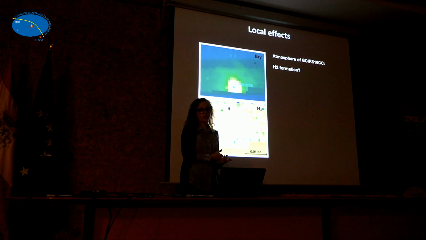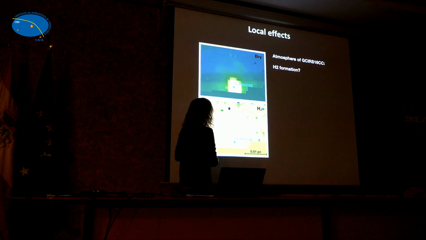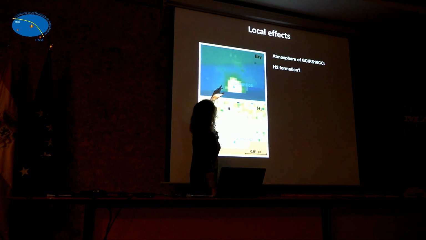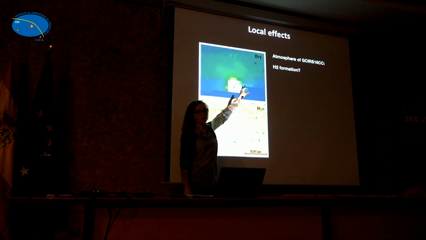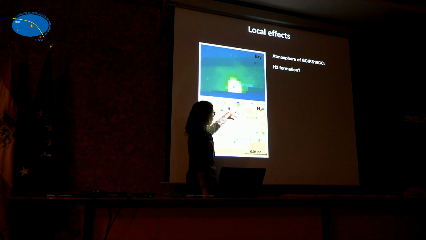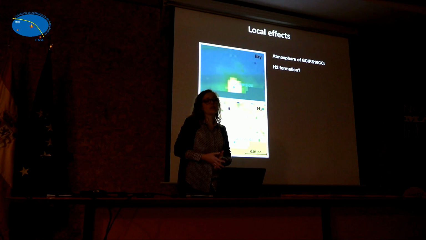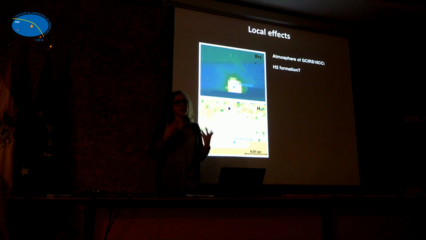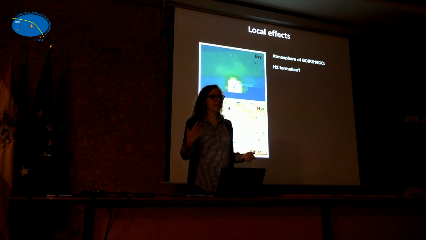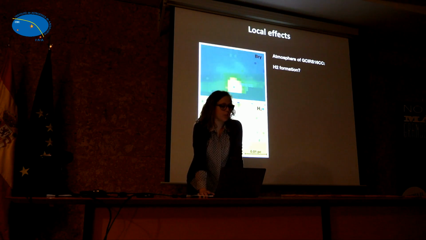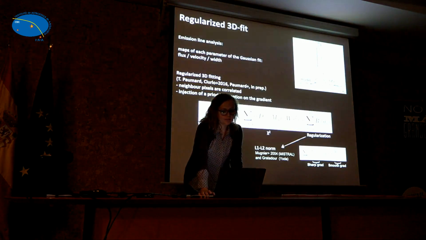This point I was talking to you about before is one example. This is another example, a star observed with OSIRIS that shows a kind of atmosphere of Brackett-gamma emission line that is also present in H2. So the question is, this molecular hydrogen H2, is it forming in the atmosphere of this star? How many other lines are present in there? How does it work? How does it evolve? What is its velocity? And so on. So there are many things you can learn.